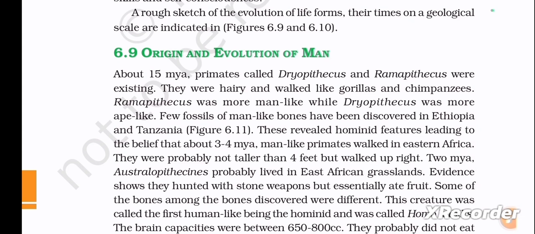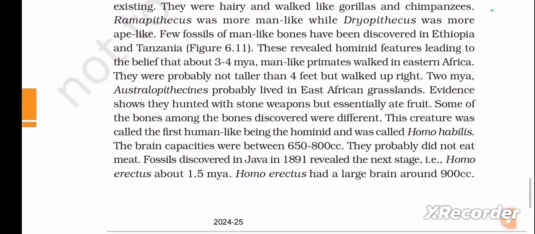Few fossils of man-like bones have been discovered in Ethiopia and Tanzania, figure 6.11. These revealed hominid features, leading to the belief that about 3 to 4 million years ago, man-like primates walked in eastern Africa. They were probably not taller than 4 feet but walked upright. 2 million years ago, Australopithecines probably lived in East African grasslands. Evidence shows they hunted with stone weapons but essentially ate fruit.